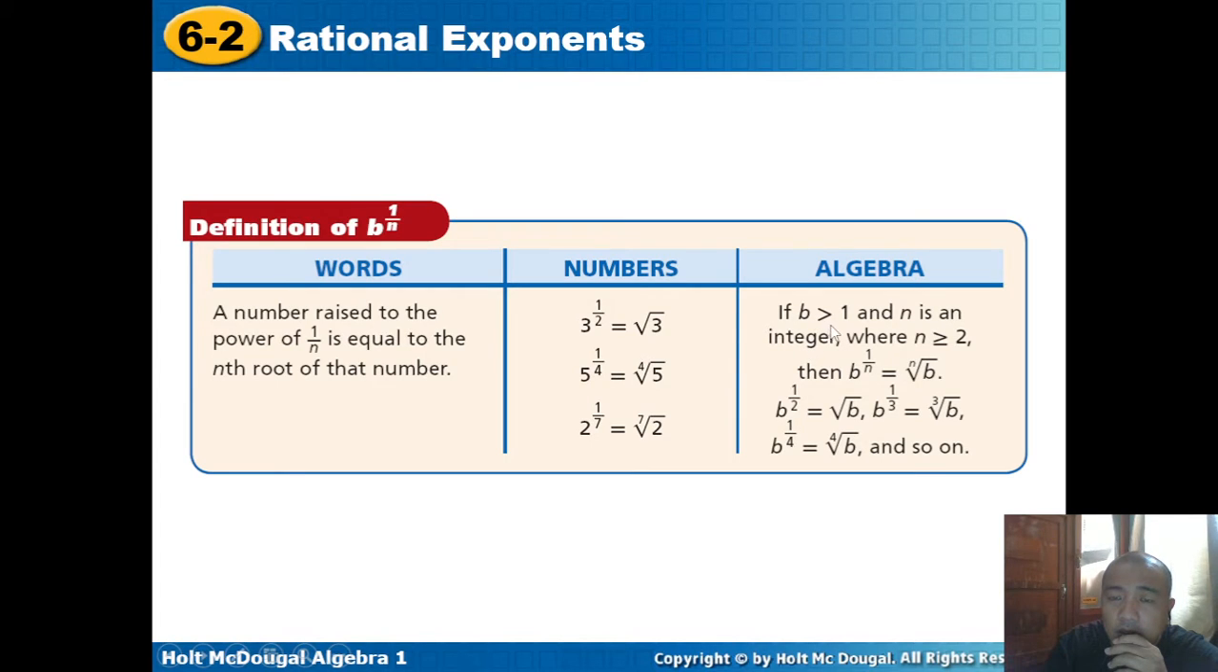So if b is greater than 1 and n is an integer where n is greater than or equal to 2, then b raised to 1 over n is equal to nth root of b. So b raised to 1 half is square root of b, b raised to 1/3 is cube root of b, b raised to 1/4 is the fourth root of b, and so on and so forth.